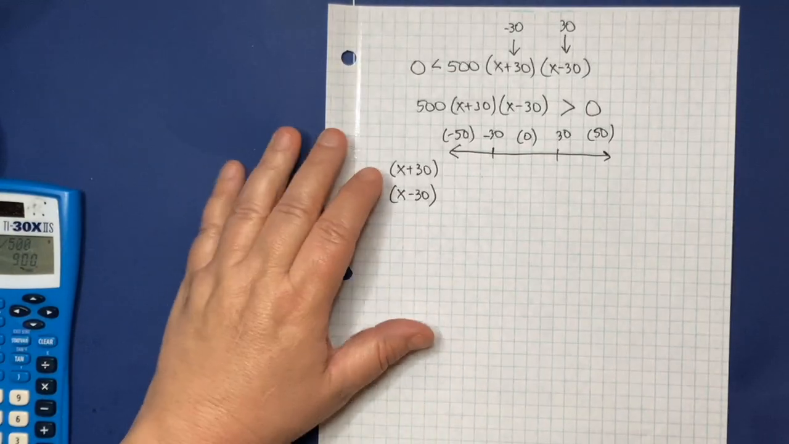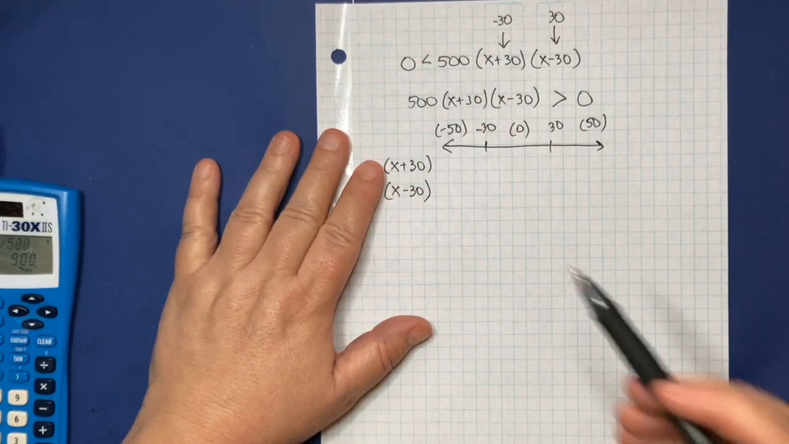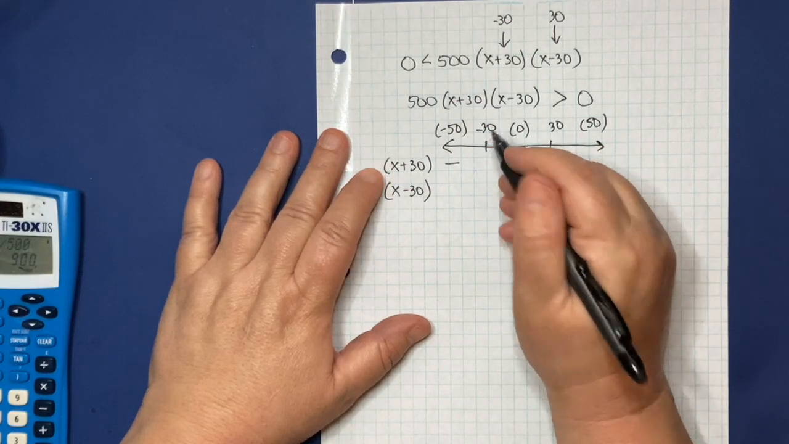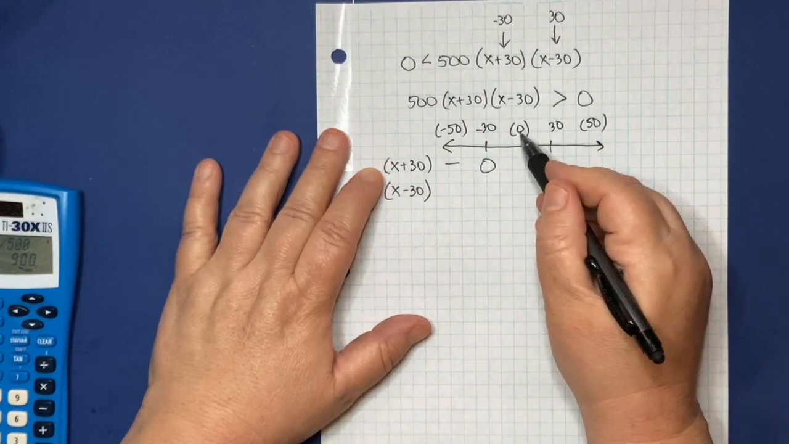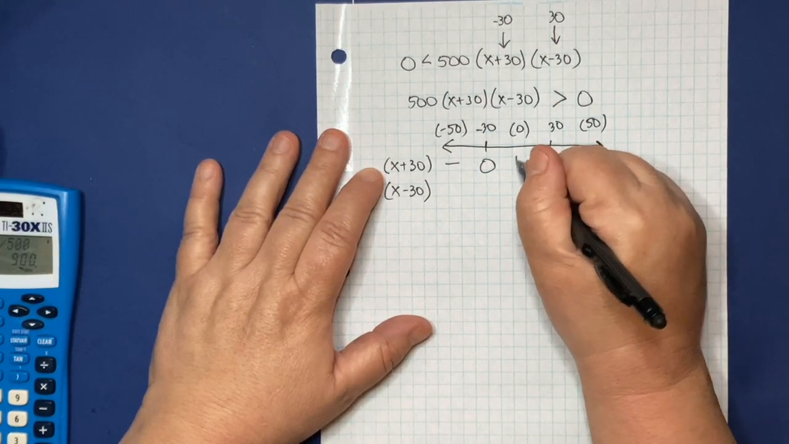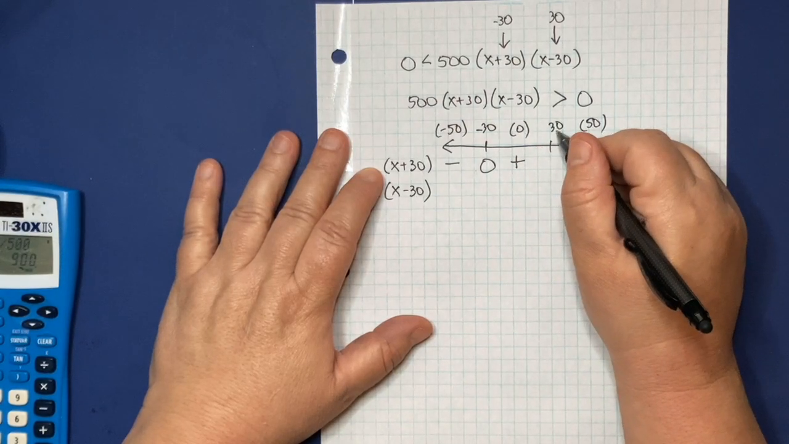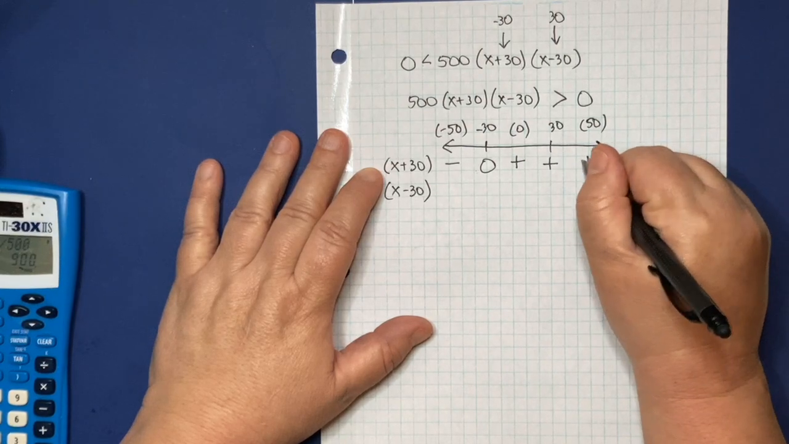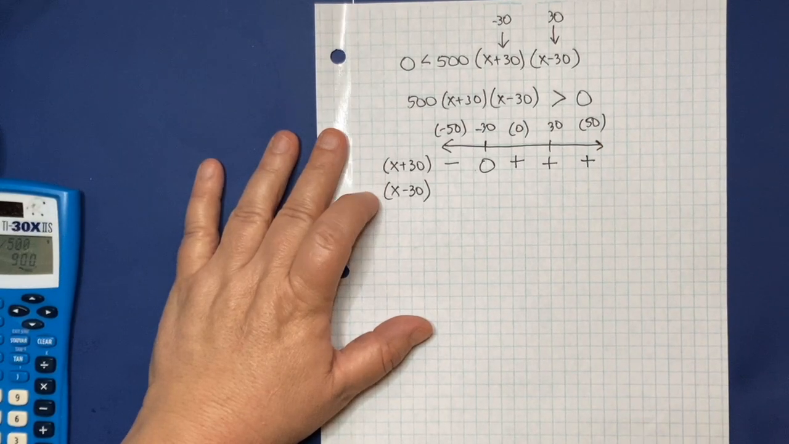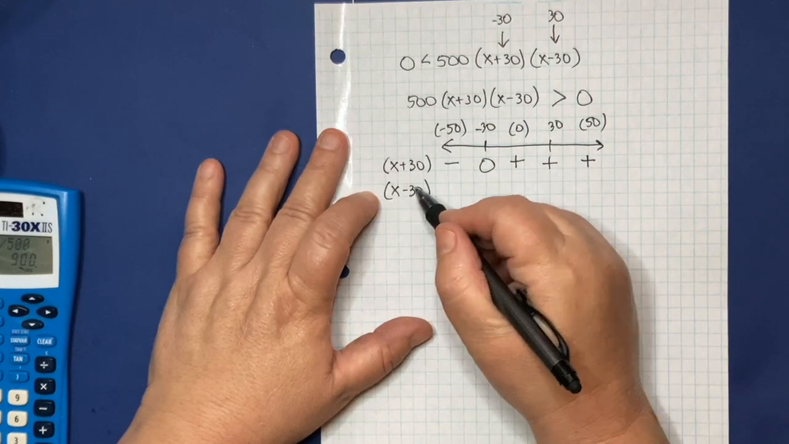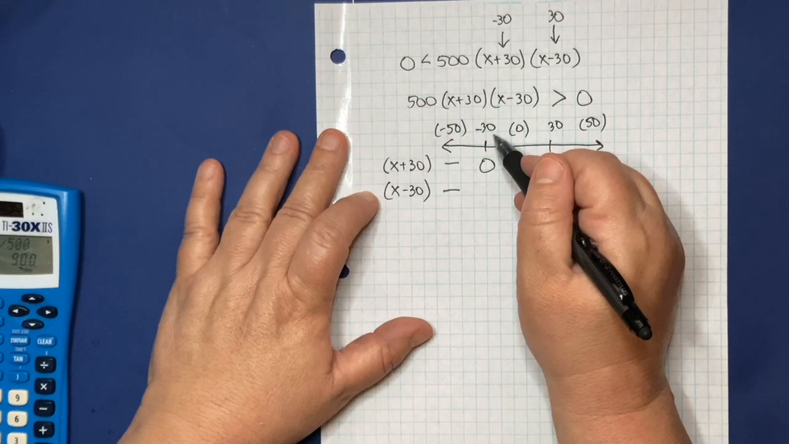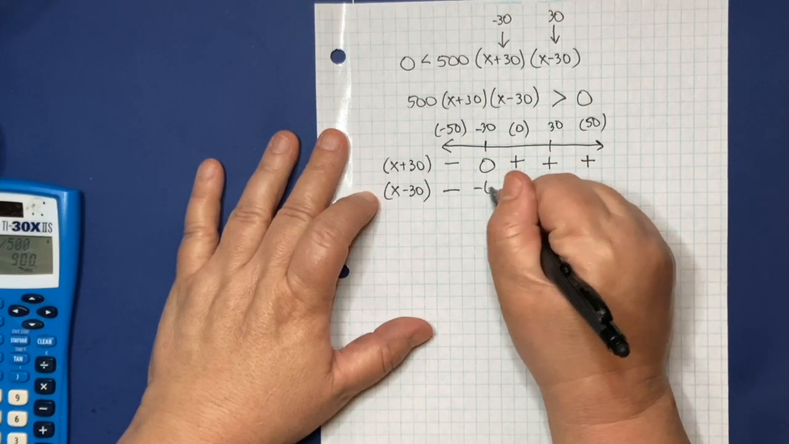For example, x plus 30, if x is negative 50, that's negative. At negative 30, that's 0. At 0, 0 plus 30 is 30, positive. At 30, 30 plus 30 is 60, that's positive. 50 plus 30 is 80, that's positive. Okay, let's try the x minus 30. At negative 50 minus 30, negative 80. Negative 30 minus 30, negative 60.